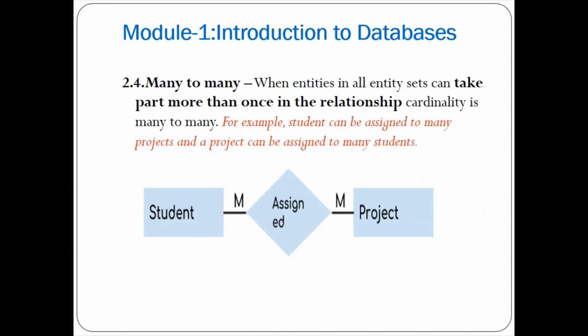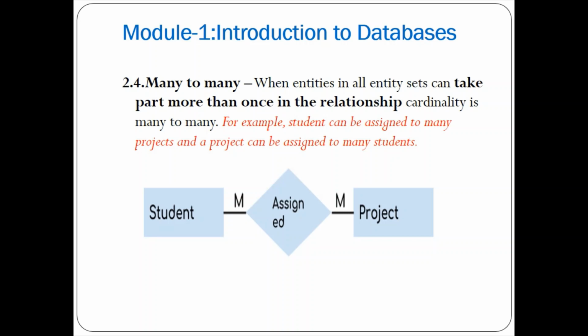The next type of cardinality ratio is many to many. Many to many cardinality ratio defines when entities in all entity sets can take part more than once in the relationship. Here, more than one instance of an entity is associated with more than one instance of another entity. Then it is also called a many to many relationship, or entities in all entity sets can participate any number of times in the relationship. The cardinality ratio is many to many.